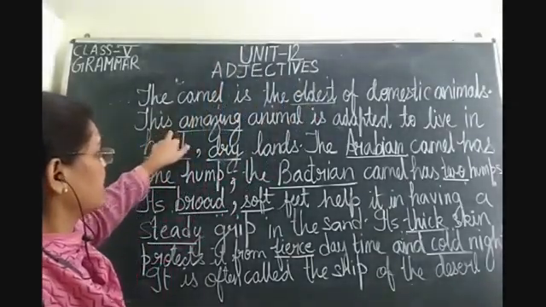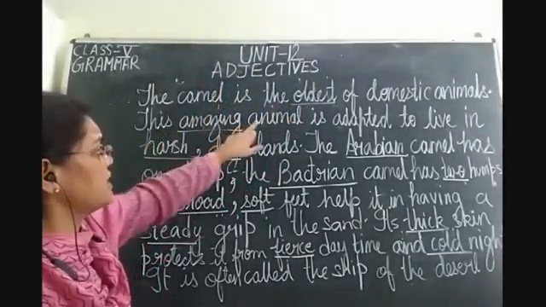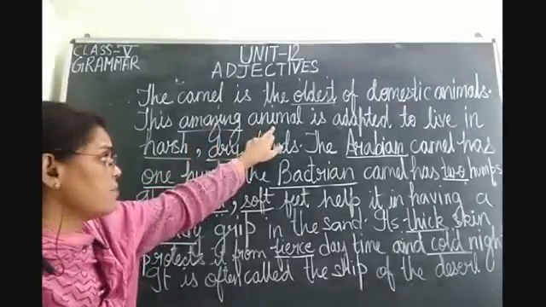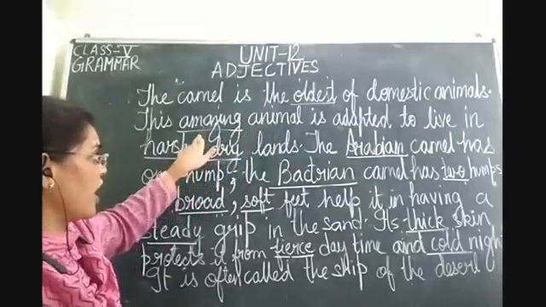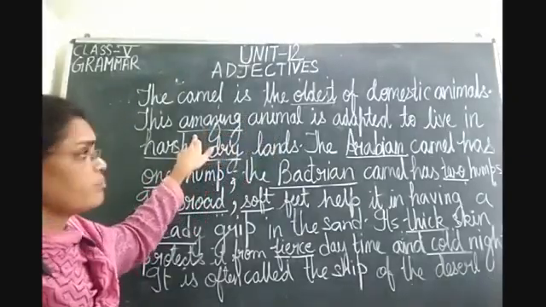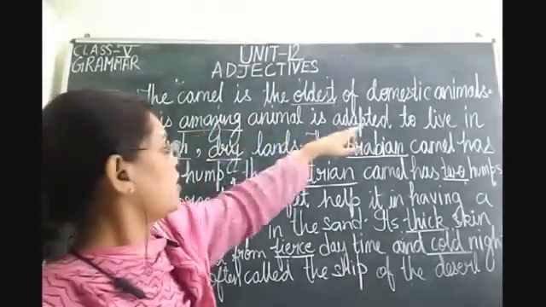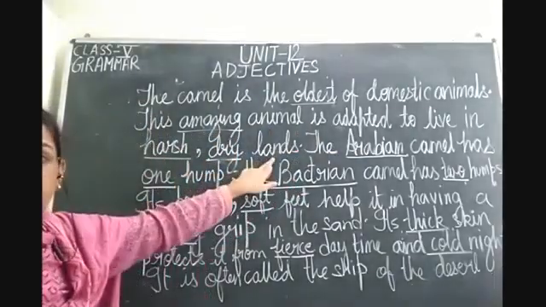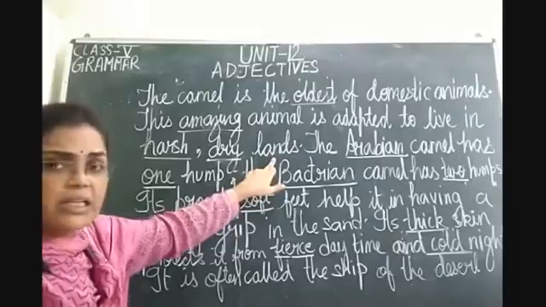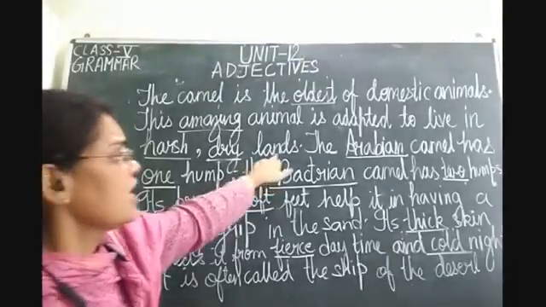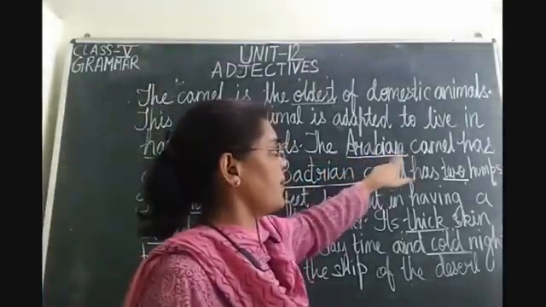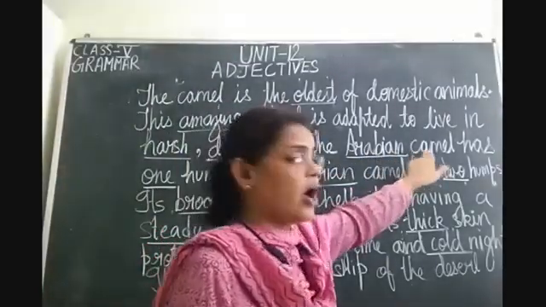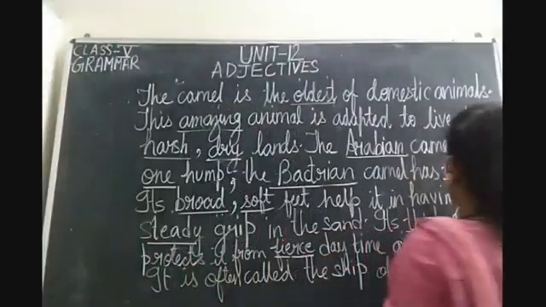Then the second adjective is this amazing animal. Amazing describes the noun animal. Which kind of animal? Amazing. Animal is adapted to live in harsh dry lands. Harsh and dry are adjectives, and they describe the noun lands. Then the Arabian camel. Which kind of camel? The Arabian camel. Camel is the noun and Arabian is the describing word.